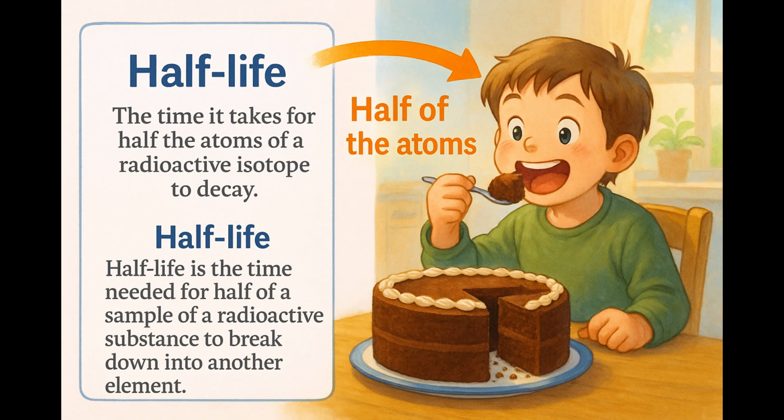In this analogy, the cake represents the radioactive isotope. The act of eating represents the decay process. And the time it takes to eat half of the remaining cake each day mirrors the half-life, showing how both processes involve halving over consistent intervals.